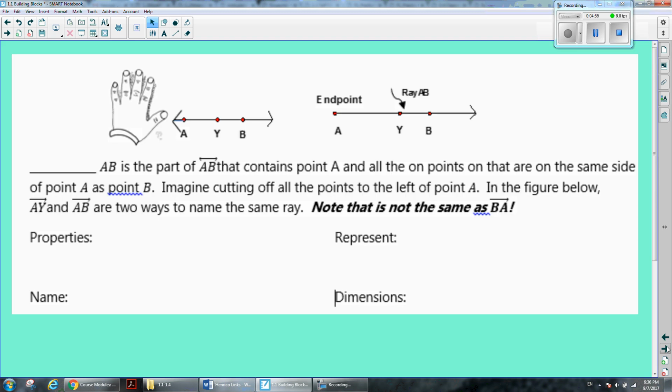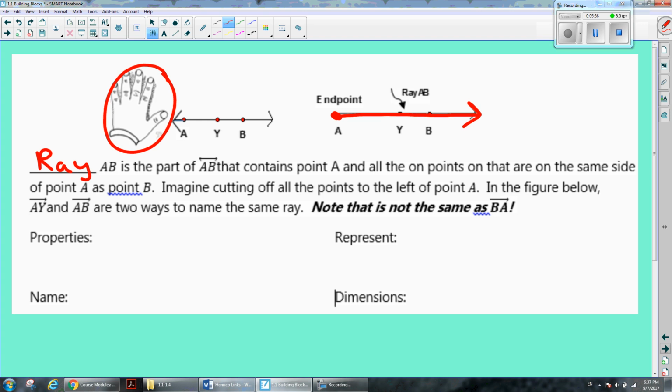When drawing figures, just kidding, we just did that. Here we're looking at rays. Ray AB is part of a line that contains point A and all the points that are on the same side of point A as point B. Imagine cutting off all the points to the left of point A. That's what this figure is showing. You could cover it up with your hand and you would just be left with this ray.